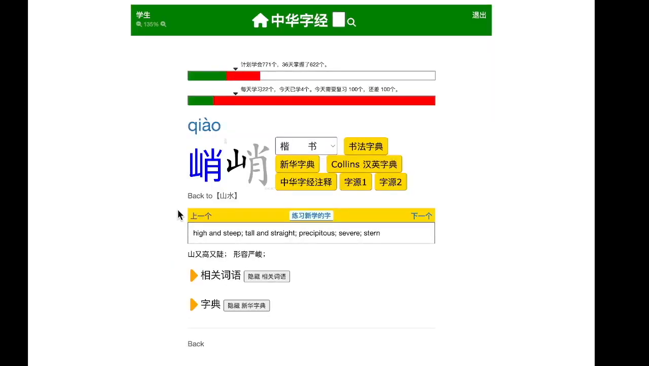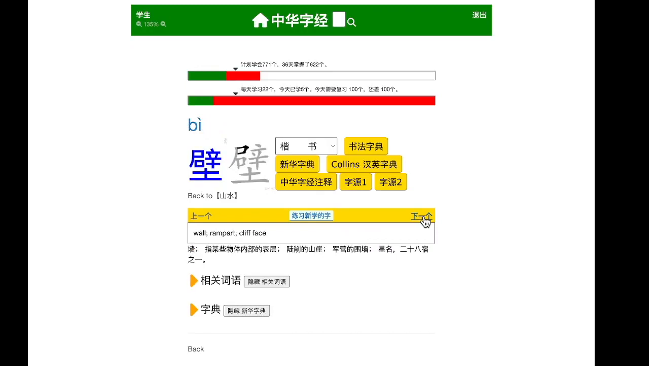峭. 峭 means high and steep, tall and straight, precipitous, severe or stern. And this on the right is phonetic and this on the left is a mountain for the meaning. 壁 is a wall, rampart, or cliff face.